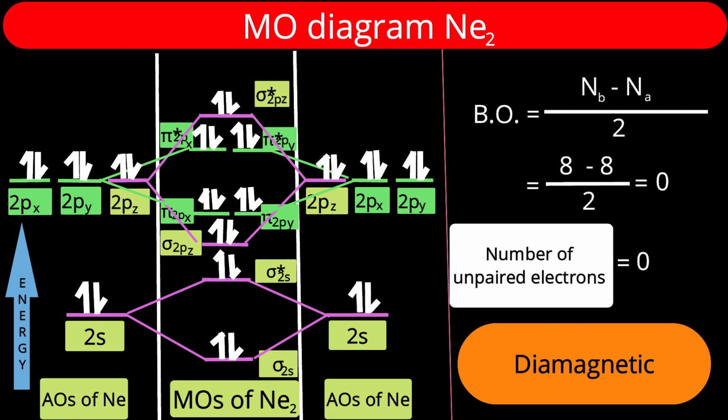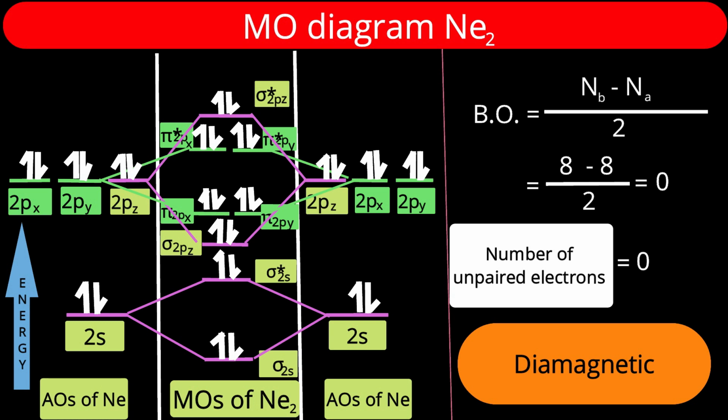So if I have to talk about the total energy sequence of the molecular orbitals generated from the 2p level, the lowest orbital is sigma 2pz, then pi 2px and pi 2py. Both will be of the same energy, so we say those are degenerate. Then pi star 2px and pi star 2py. And last, sigma star 2pz.